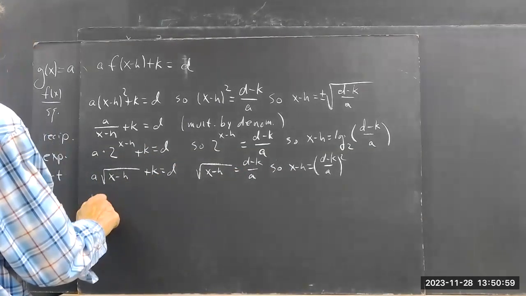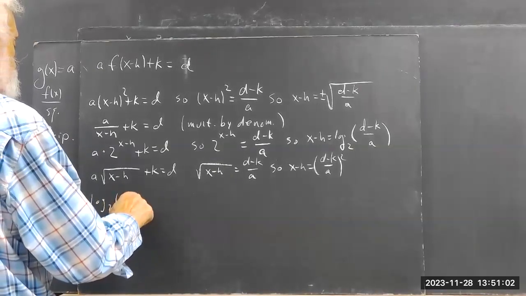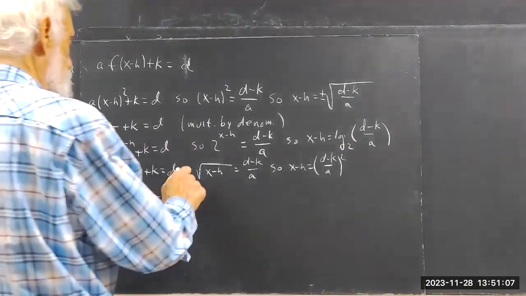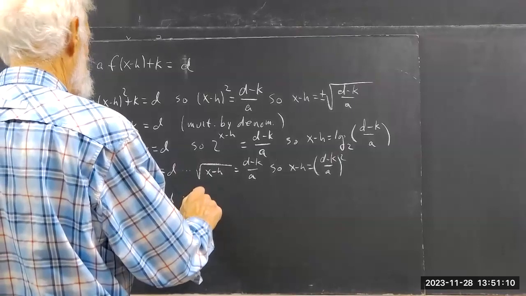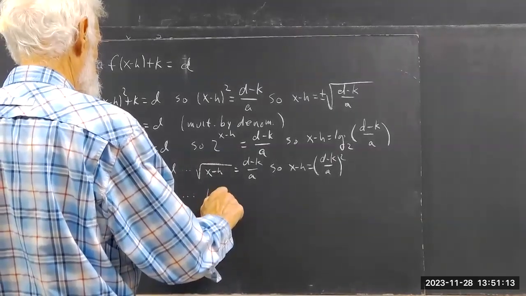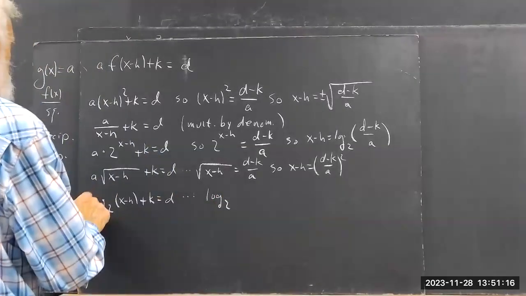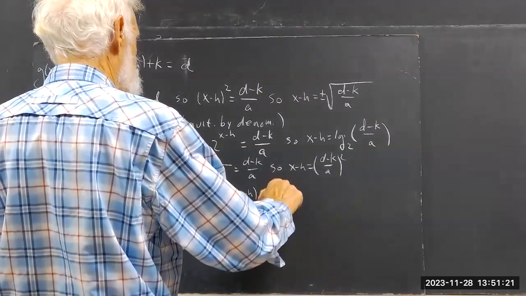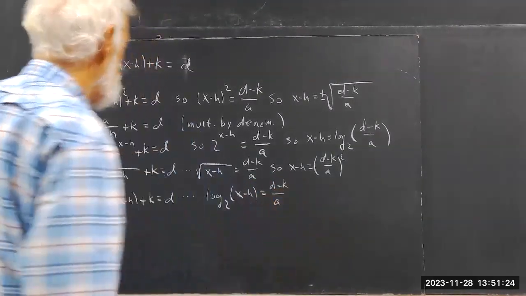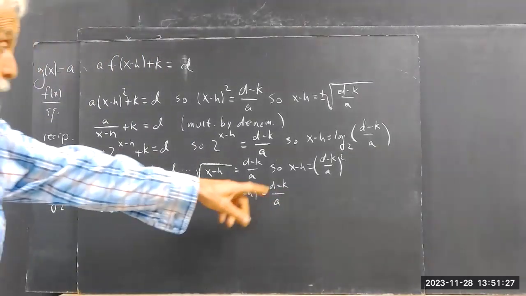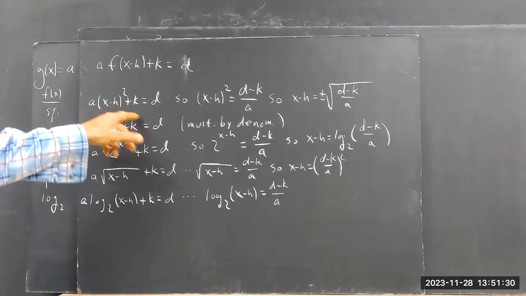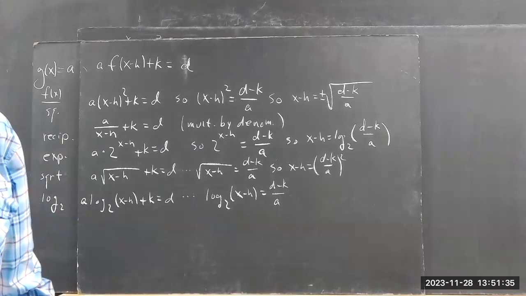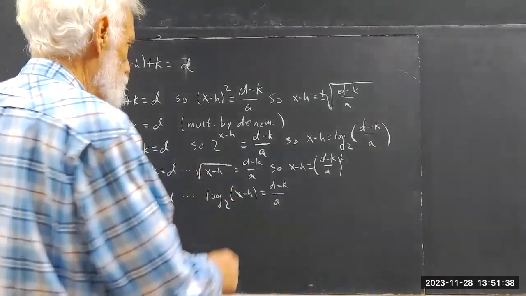If you have log base 2 of x minus h plus k equals d, you get log base 2 of x minus h equals d minus k over a. And again, why do we keep getting d minus k over a? Because we've got a plus k here, we're going to subtract that from d, and we've got an a here, then we can divide both sides by a. So that's just indicating what we do.